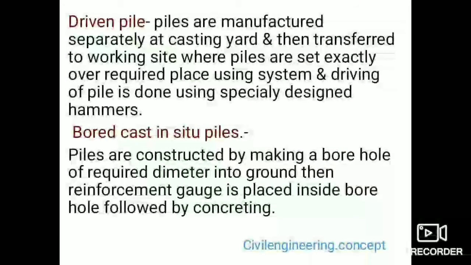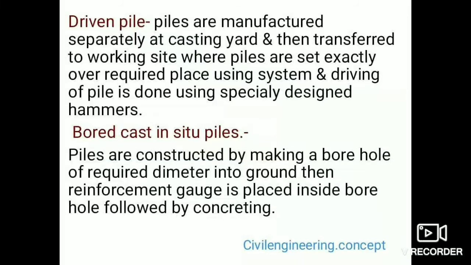Driven piles are manufactured separately at a casting yard or company and then transferred to the working site, where piles are set exactly over the required place using systems, and driving is done using separately designed hammers. For driven piles, three important types of hammer are useful: steam hammer, single acting or double acting hammer, and manual hammer. So without going deep, we will now look at bored cast in situ piles.